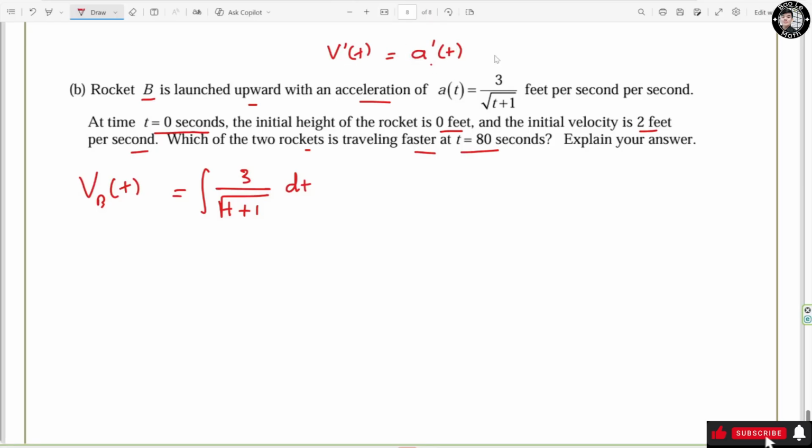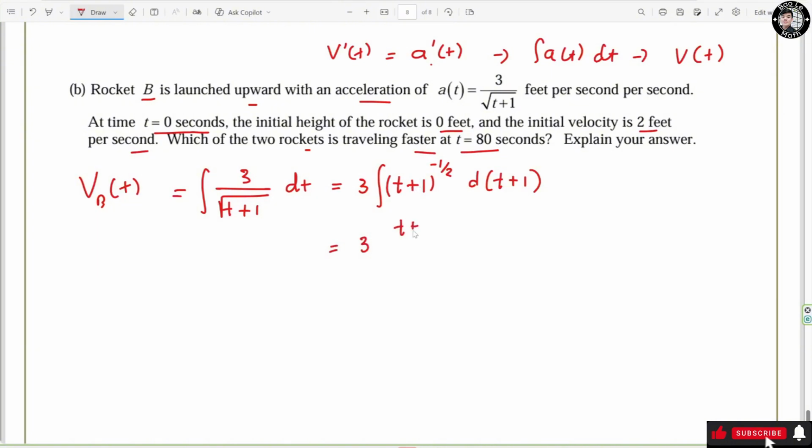So when you take the antiderivative of this, it goes back to V of t. Keep that in mind. In order to calculate the antiderivative, we rewrite it as 3 times the antiderivative of (t plus 1) to the power of negative 1 half, and dt is exactly d of (t plus 1). So this becomes 3 times (t plus 1) to the power of negative 1 half plus 1, which is 1 half, over 1 half, plus c. Multiply top and bottom by 2, so it becomes 6 square root of t plus 1 plus c.